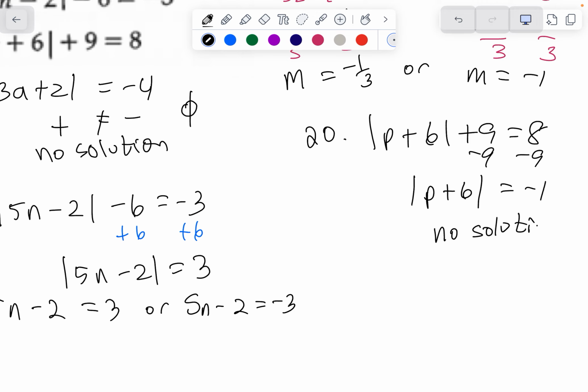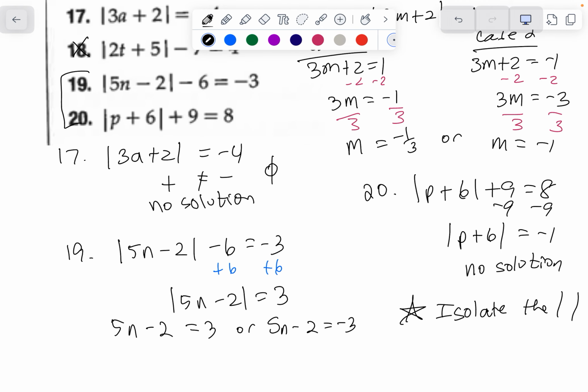So my hint to you there is always isolate the absolute value bars. If you don't, it could throw you all out of whack. So that's always a very good habit to get into. Are we good about our equations? Are you good about the equation ones? Any questions there?